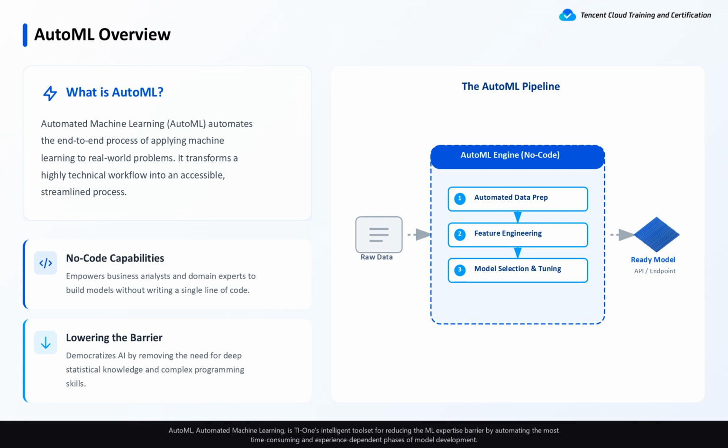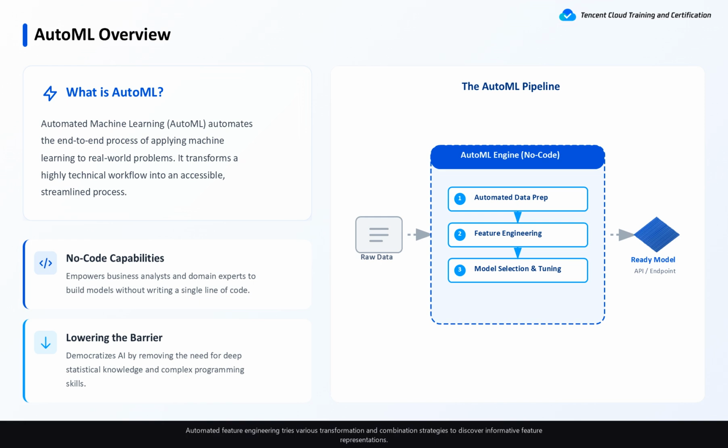AutoML, automated machine learning, is TI-1's intelligent toolset for reducing the ML expertise barrier by automating the most time-consuming and experience-dependent phases of model development. Model performance depends heavily on feature engineering, algorithm selection, and hyperparameter configuration, decisions requiring deep expertise and extensive trial and error. AutoML addresses this through 3 core automation capabilities.